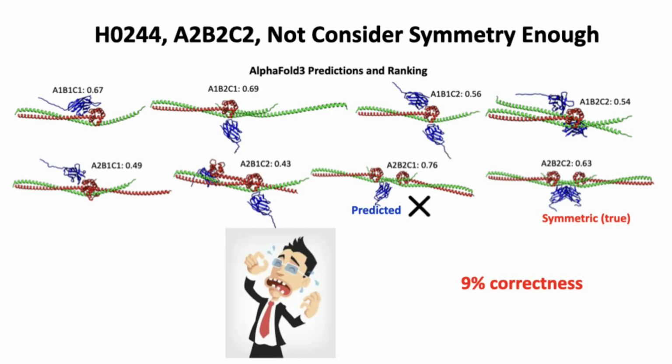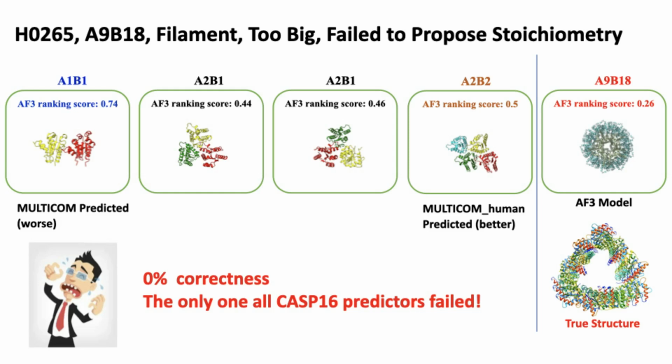And this one is actually very big. We never thought it's this big, A9, B18. So we only propose these stoichiometries, and we predict this one, A2, B2, is better than A1, B1, but it's not correct. Nobody predicts this one correctly in the entire CASP, because nobody thought this is this big.